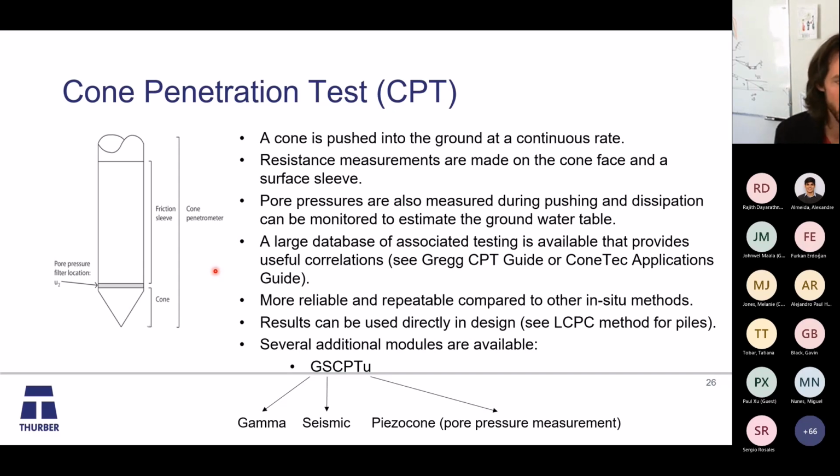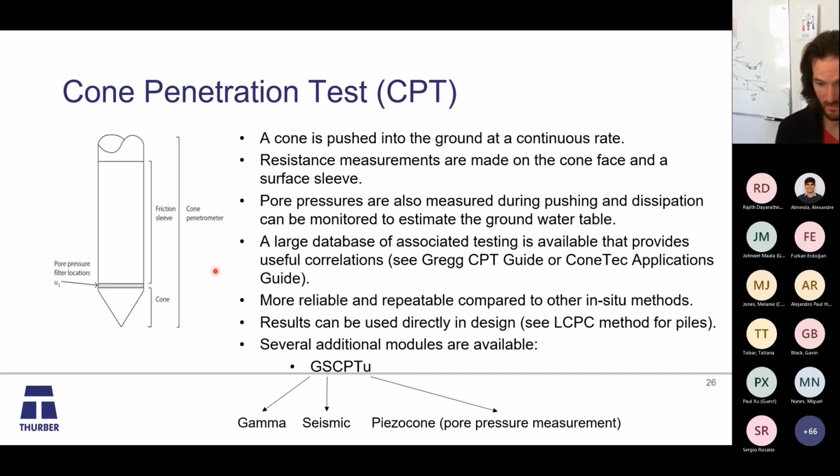There's a large database of testing available that provides useful correlations. So Greg's CPT guide or the Contech application guides are good tools. Federal Highways Geotechnical Circular 5 is also a good one. Cone tends to be more reliable and repeatable compared to other methods. Results we can use directly in design. So there's the LCPC method for piles. There's some other methods for directly predicting bearing capacity, settlement.